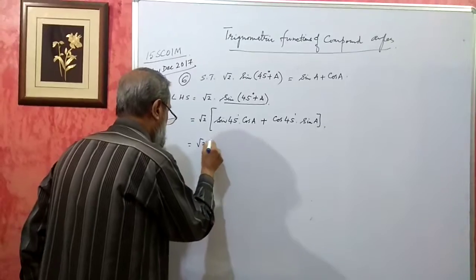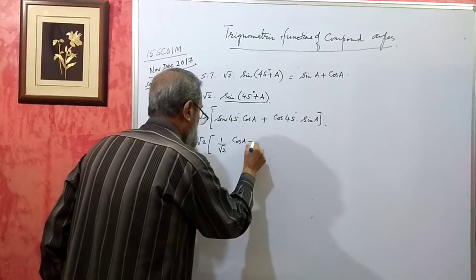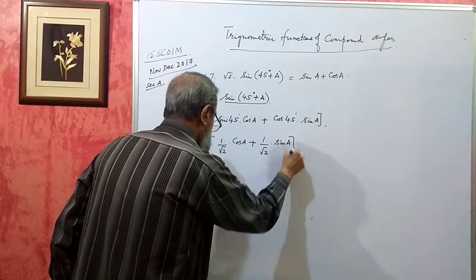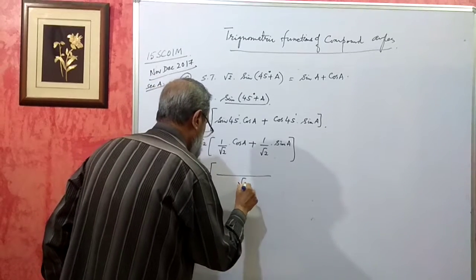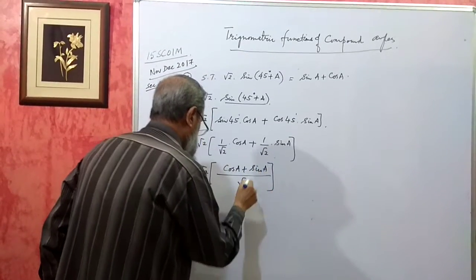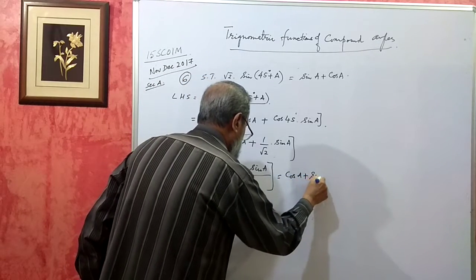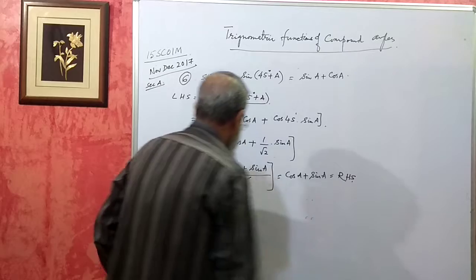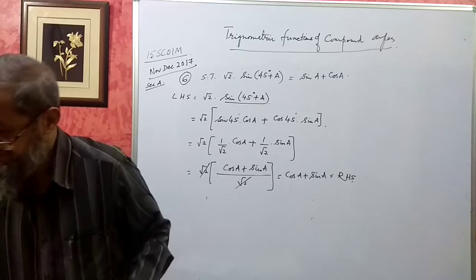Now sin 45 is 1 by root 2 into cos A, plus cos 45 is also 1 by root 2 into sin A. So the LCM here will be root 2, cos A plus sin A. So this root 2 gets cancelled. You are left with cos A plus sin A, or sin A plus cos A, anyway it can be written. So this is the right hand side. We have proved that left hand side is equal to right hand side. It carries 3 marks.